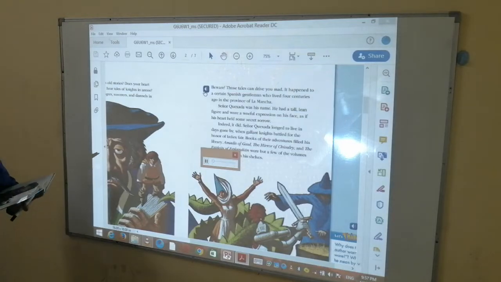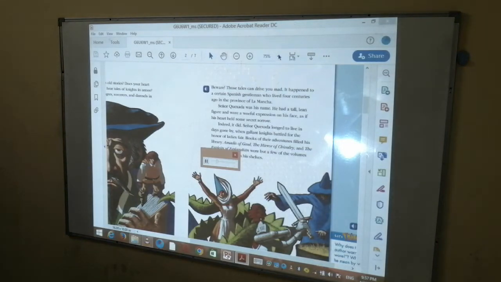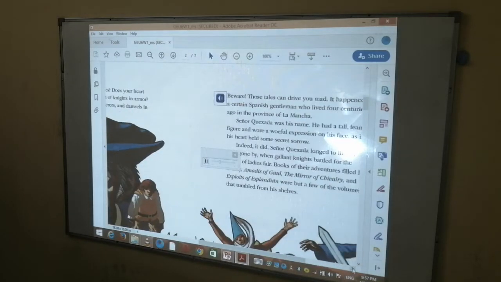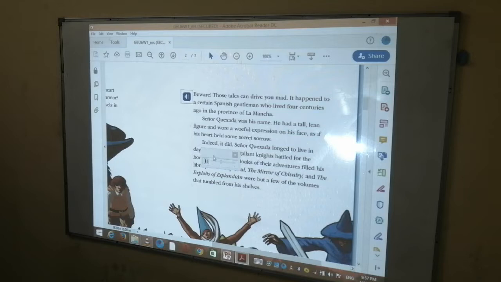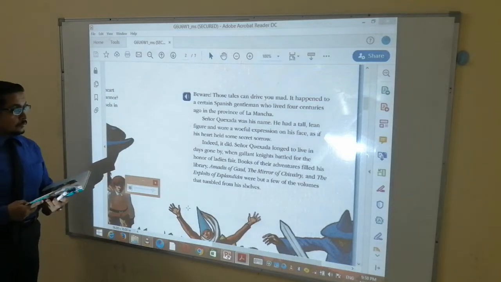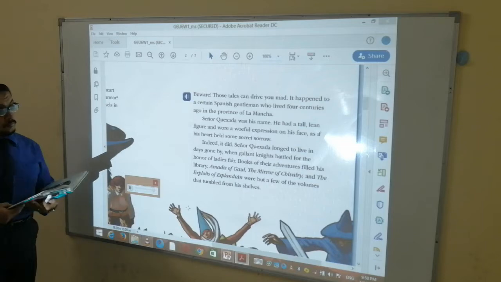Beware, those tales can drive you mad. It happened to a certain Spanish gentleman who lived 4 centuries ago in the province of La Mancha. Senor Quixote was his name. He had a tall, lean figure and wore a woeful expression on his face, as if his heart held some secret sorrow. Indeed, it did. Senor Quixote longed to live in days gone by, when gallant knights battled for the honor of ladies fair. Books of their adventures filled his library. Amadis of Gaul, the Mirror of Chivalry, and the Exploits of Esplandian were but a few of the volumes that tumbled from his shelves.